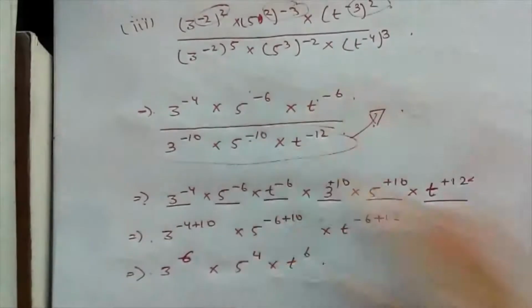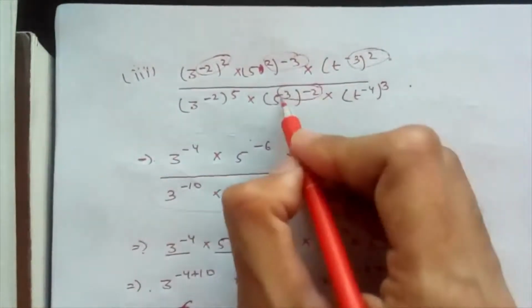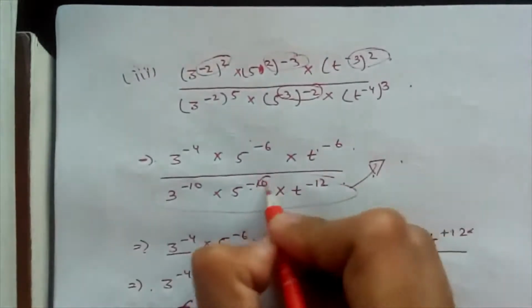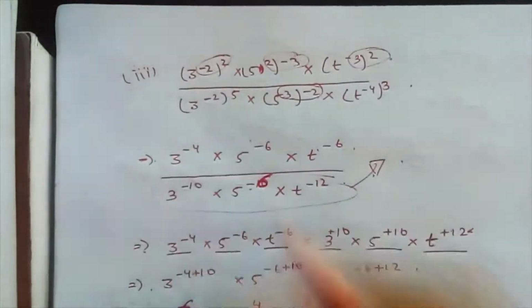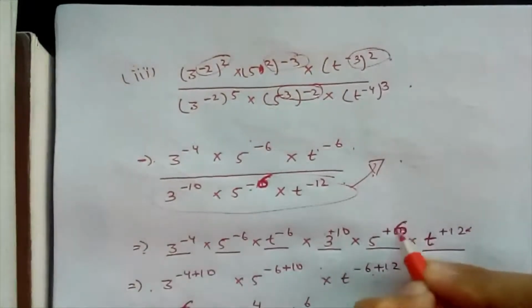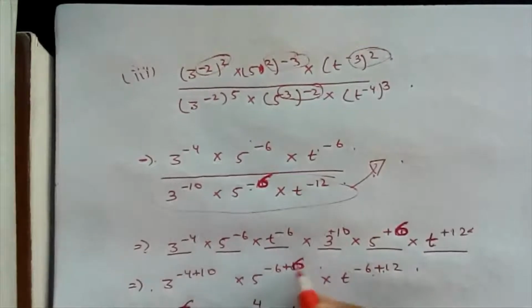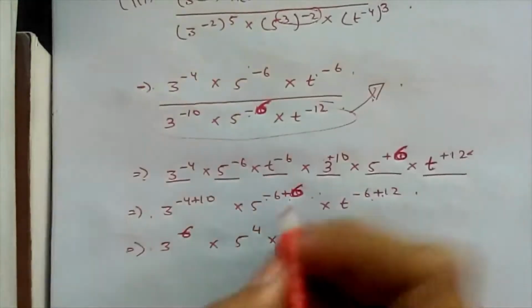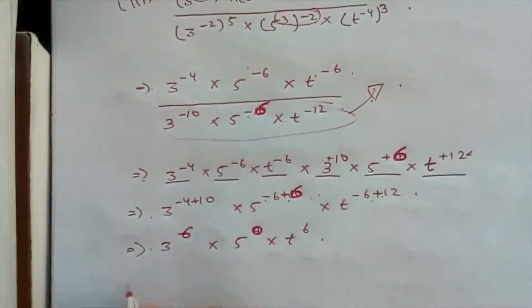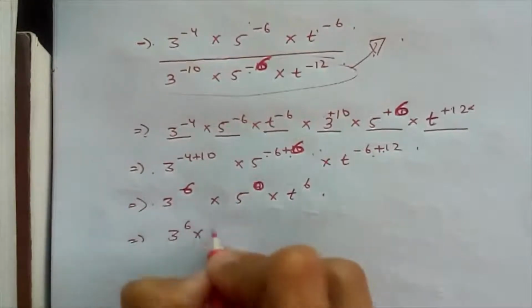So here I have made a little mistake, if you have, watch it. 3 into minus 2 is minus 6, not 10. It's minus 6. So if it goes upward, it will be 5 to the power plus 6, and here it will be 5 to the power plus 6. Minus 6 and plus 6 will be 0, so 5 to the power 0, and the answer will be 3 to the power 6 into t to the power 6.